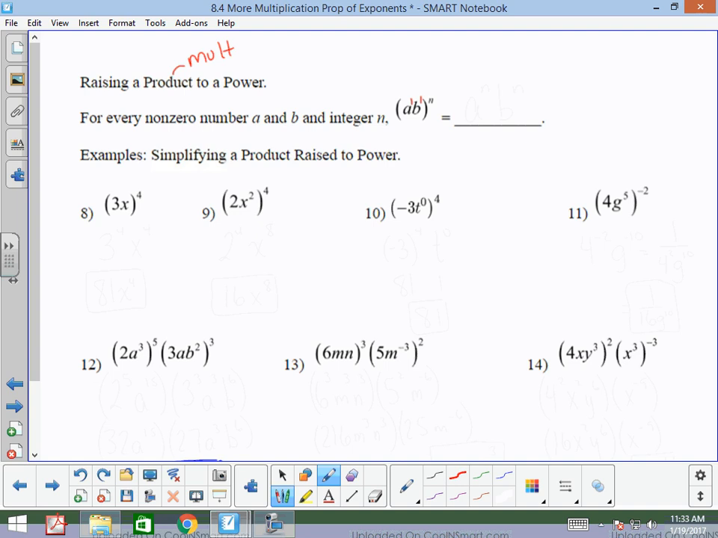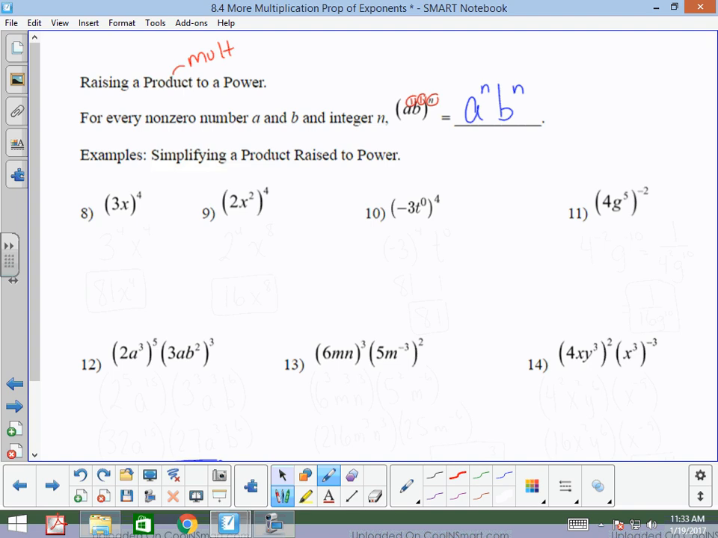So we're going to multiply the 1 times the n, and then we're going to multiply for the a. Then for the b, we're going to multiply the 1 times the n. So that will be a to the n, b to the n. So each part of the product, we raise it to the power on the outside. That means we multiply its exponent on the inside times the exponent on the outside.